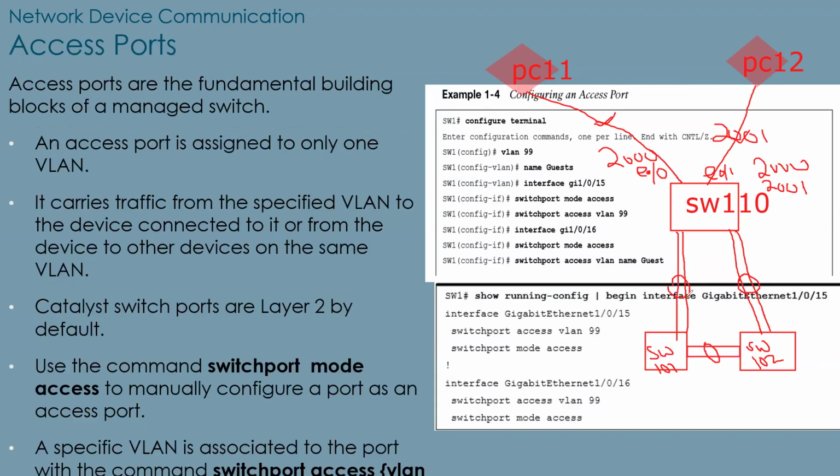But since this is a switch to switch connection, I will make this interface a trunk. Trunk means passing all the VLANs. Whatever VLANs you have over the trunk interface, you can pass them. But if you are passing only one VLAN at a time, that will be access.